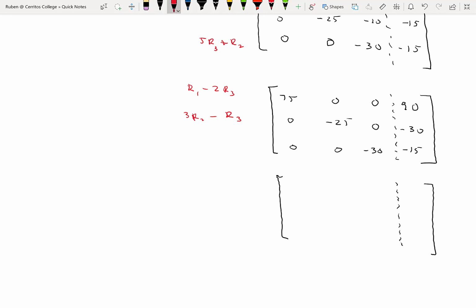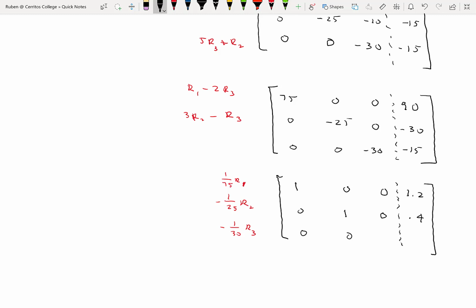So to finish things off, I'm going to take 1/75th of row 1. I'm going to take negative 1/25th of row 2, and I'm going to take negative 1/30th of row 3, and that will allow me to isolate the x, the y, and the z. I'm going to get x is 1.2. Oops, I'm going to get y, so 0, 1 is the coefficient of y, 0 is the coefficient of z equals 0.4.